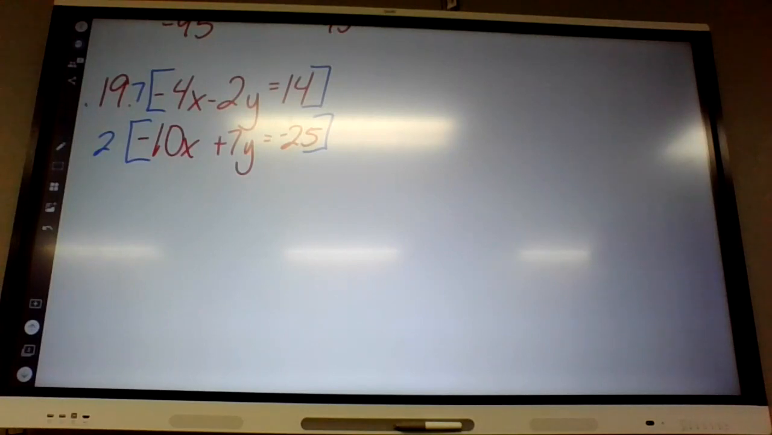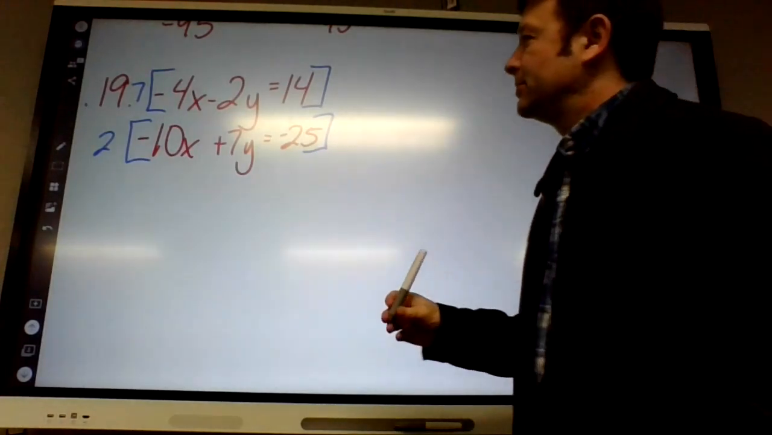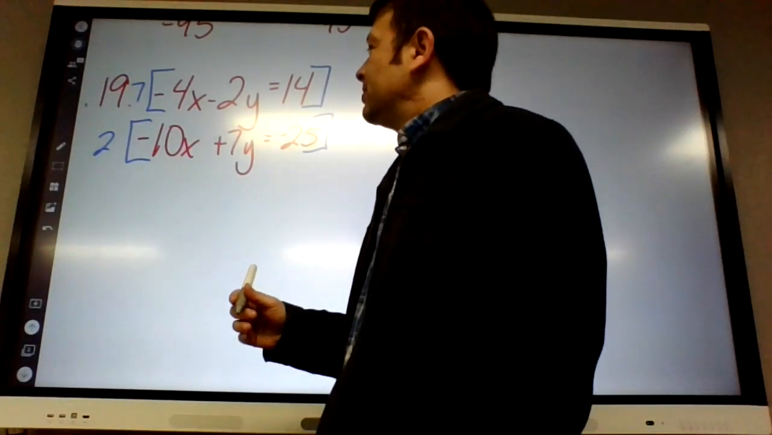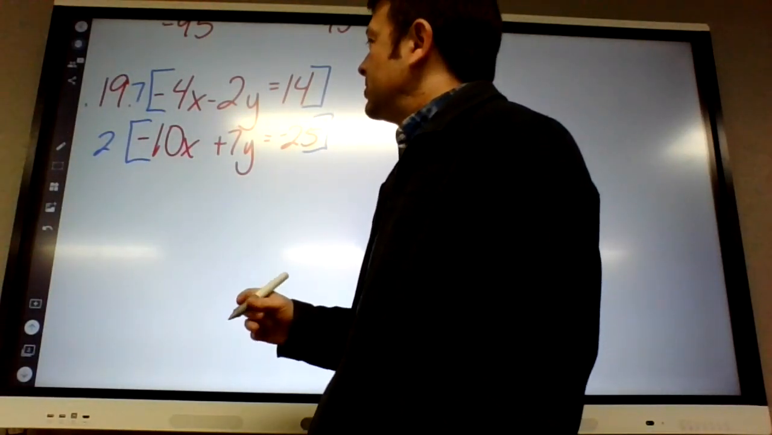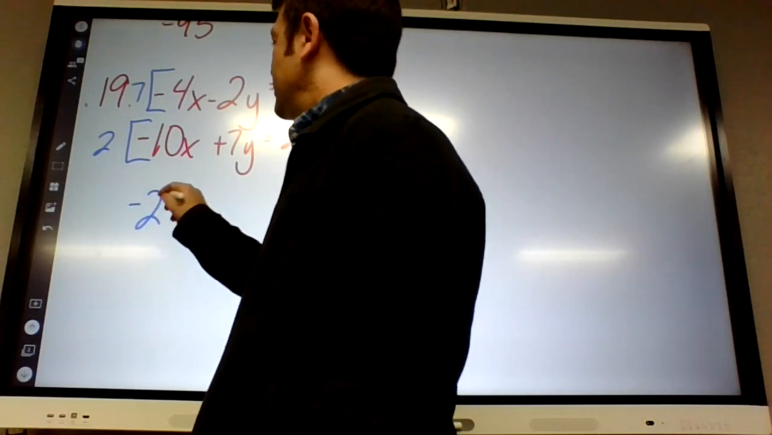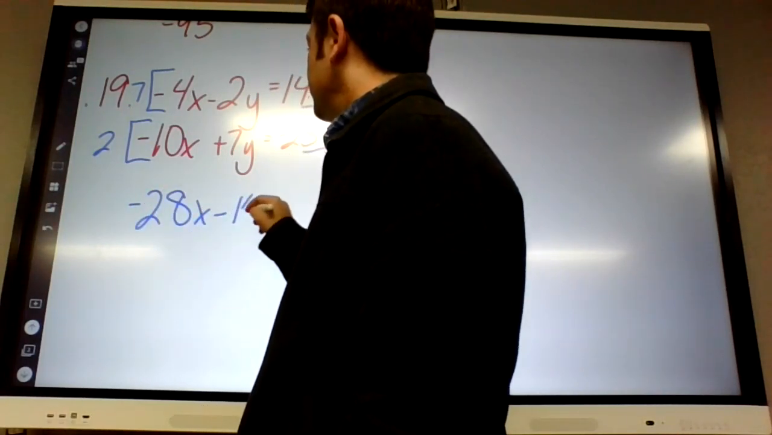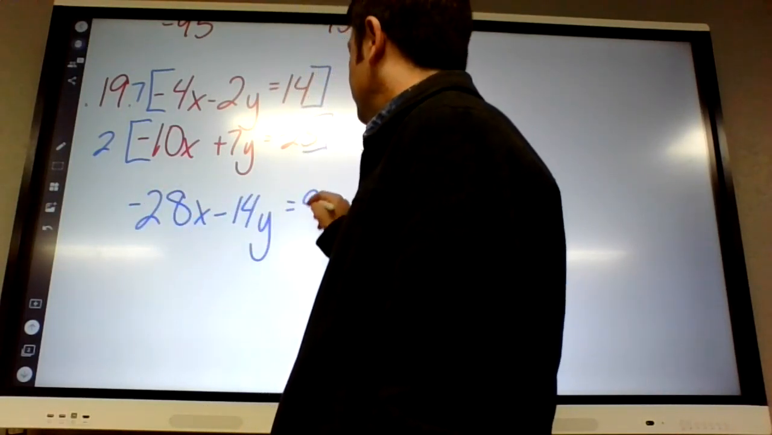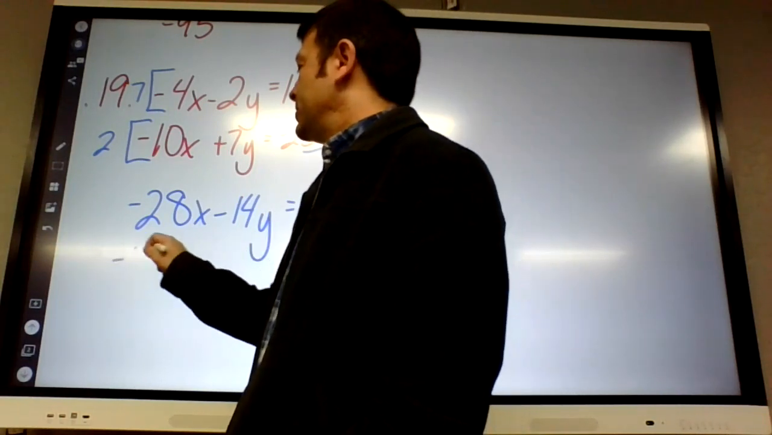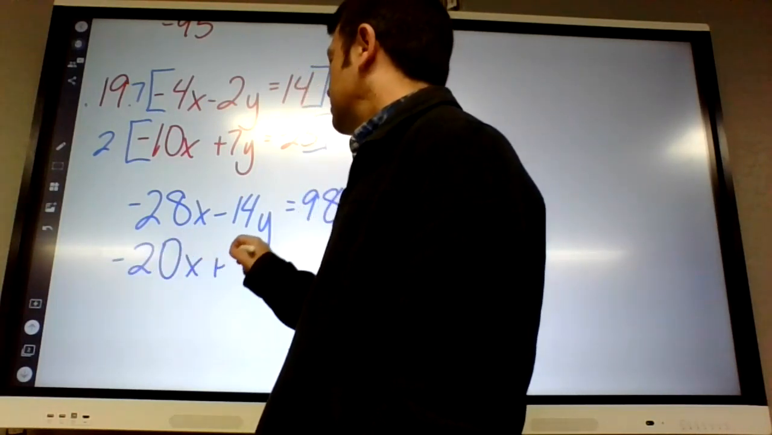So if you multiply them by each other, that kind of works, but you don't necessarily have to. So the top line times 7. The bottom line times 2.